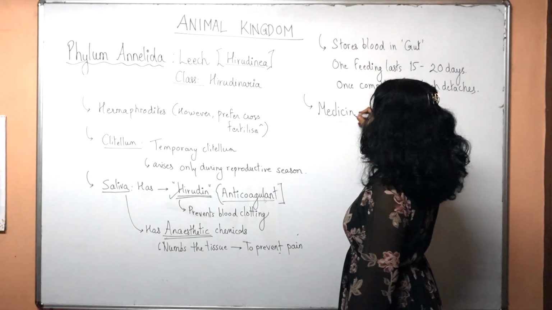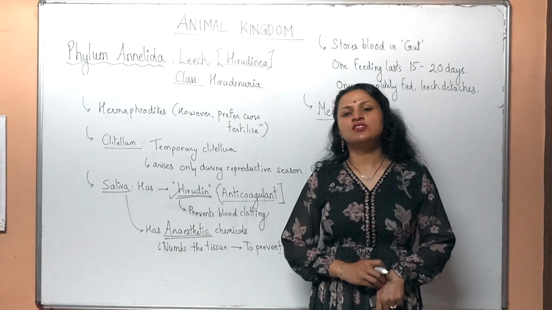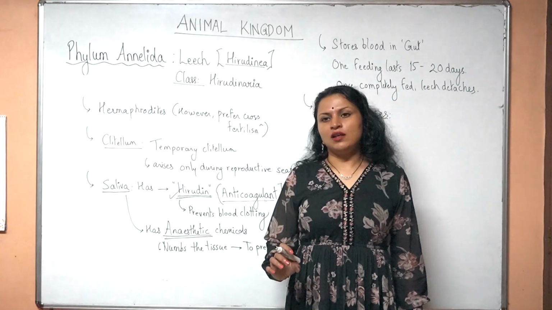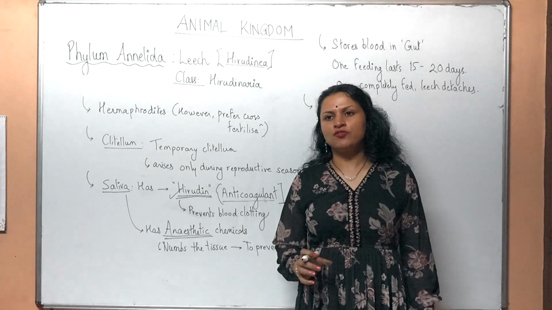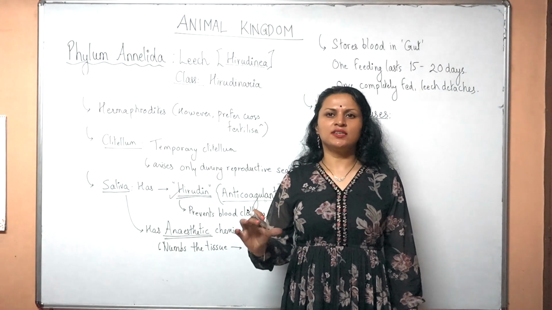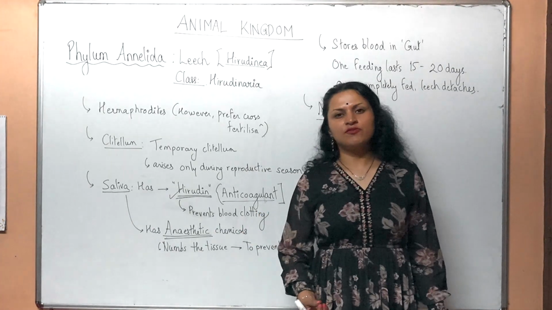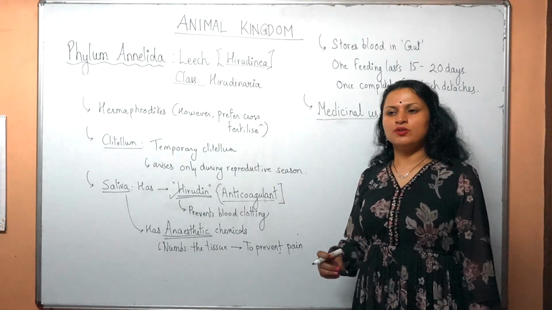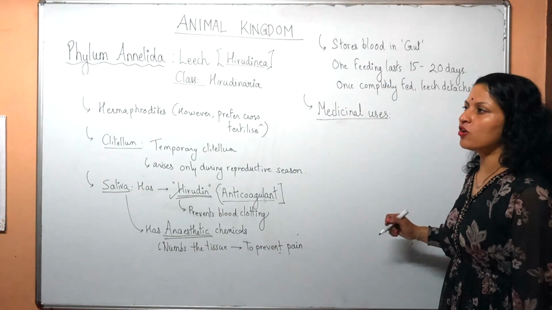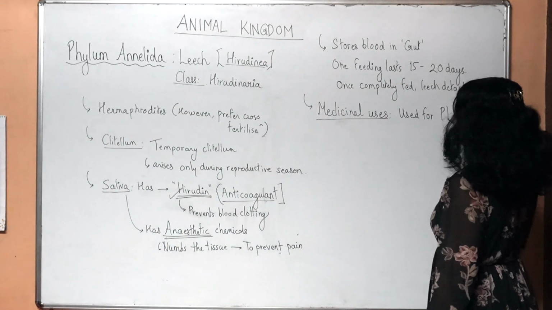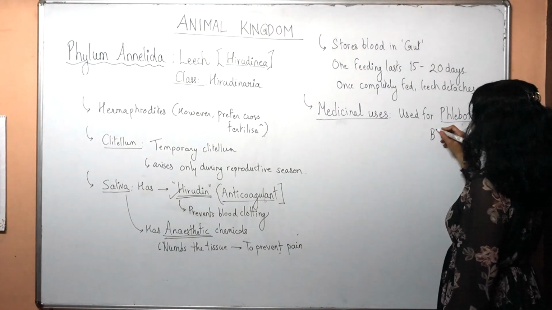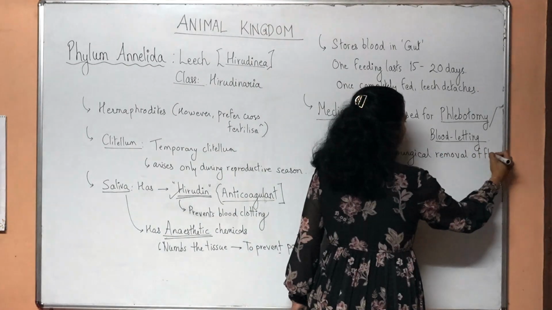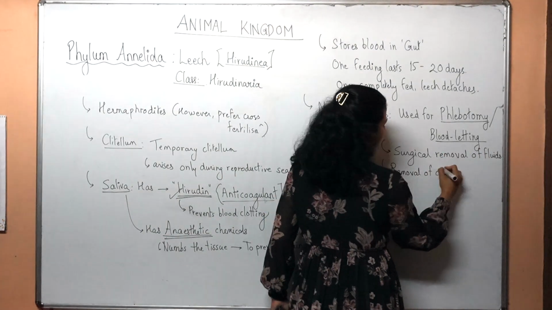Leech has medicinal uses as well. How is it used in medicine? For surgical drainage of fluids. For example, if there is a tumor which is large sized, the leech can be applied to it for removal of the fluids first, so that it can become smaller in size and becomes easier to surgically remove the tumor thereafter. This type of medical application to remove fluids is known as phlebotomy or bloodletting. Phlebotomy or bloodletting is surgical removal of fluids, removal of clotted blood, etc.